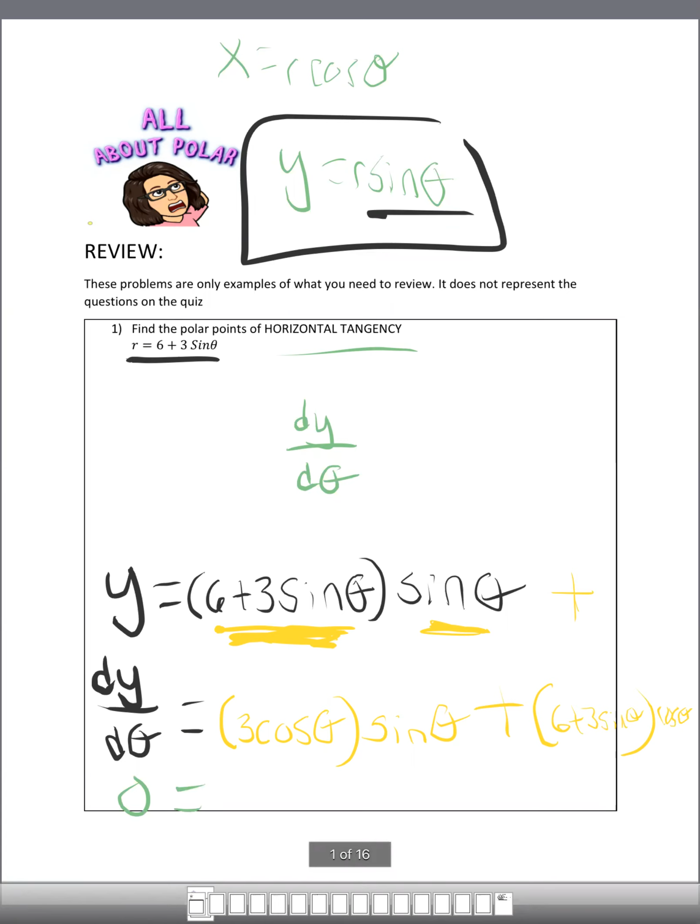But let me just make this a little bit prettier. So this is really 3 sine of theta cosine of theta, and then you have a 6 cosine of theta, because I just distributed that. And when I distribute it to this one, you have a 3 sine of theta cosine of theta. And we're going to figure out when this long term is equal to 0.